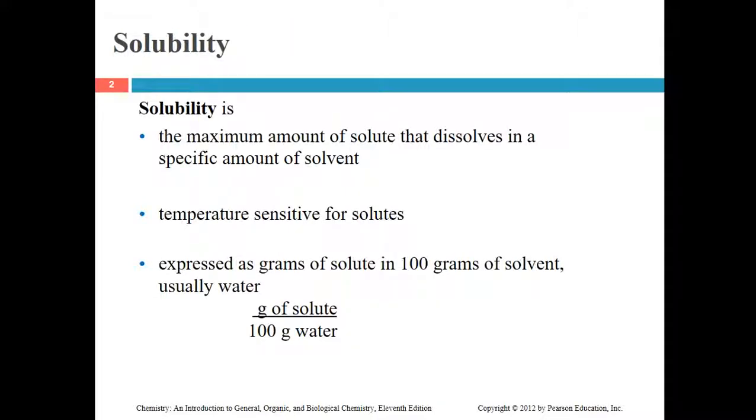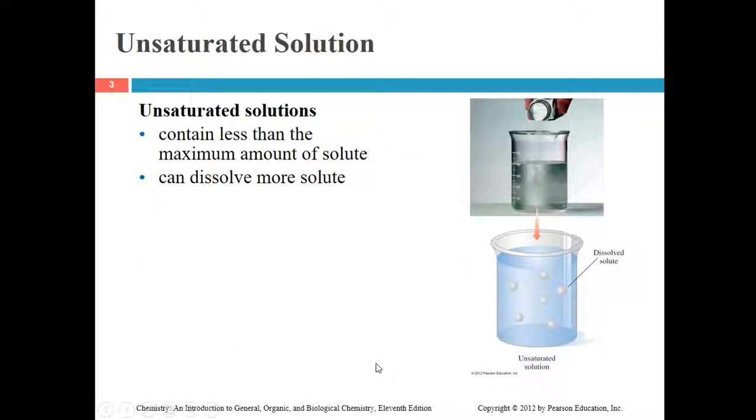So solubility. It's the maximum amount of solute that dissolves in a specific amount of solvent. It is temperature sensitive for solutes. What that means is if you change the temperature, a different amount is going to dissolve. It is expressed as grams of solute in 100 grams of solvent, and that solvent is usually considered water. So we write it as grams of solute over 100 grams of water.